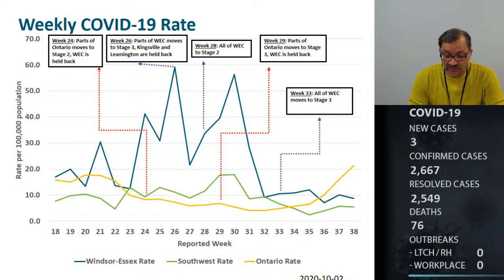The Ontario rate is represented in the yellow line, and as we can see, in the last 2-3 weeks Ontario has seen a significant uptick in the weekly COVID-19 rate. Overall, our Windsor-Essex rate continued to stay below the provincial average and is well below the numbers that we have seen throughout the summer.